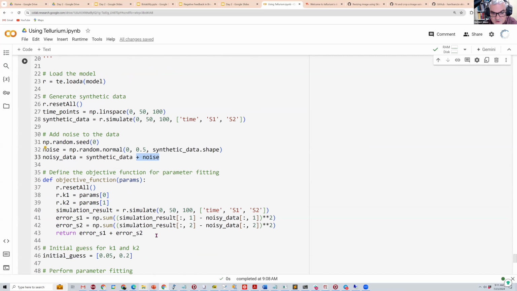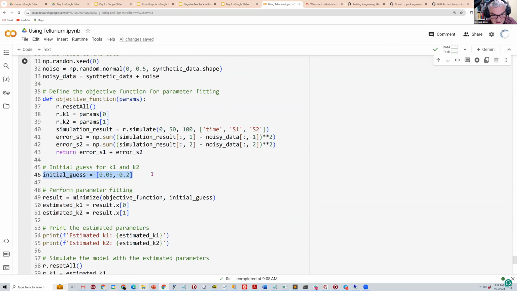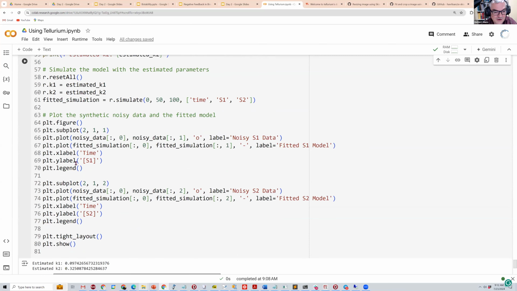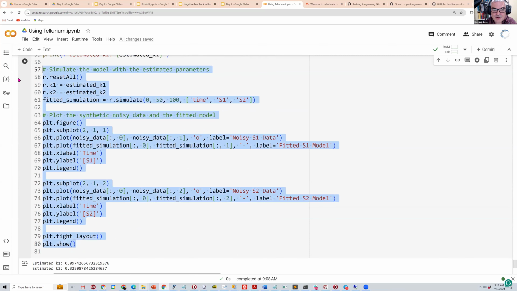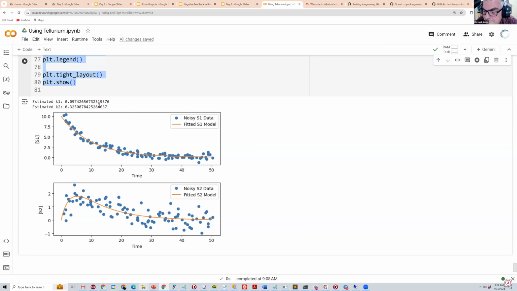It then defined the objective function. You'll learn more about this tomorrow, okay? But it defined the objective function, which I need for the fitting. It provided an initial guess, and then it ran the fit. Not only that, it provided a whole bunch of nice plotting code to produce a nice looking result. And that's what it gave me.